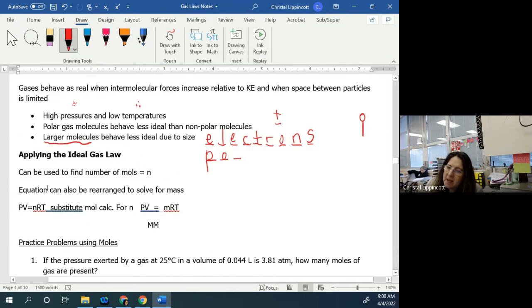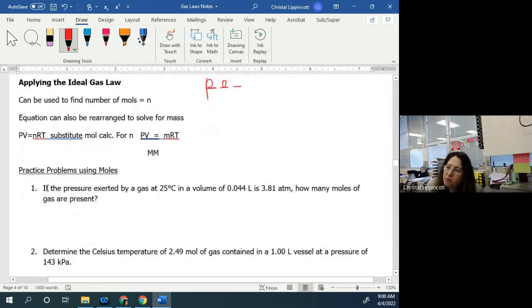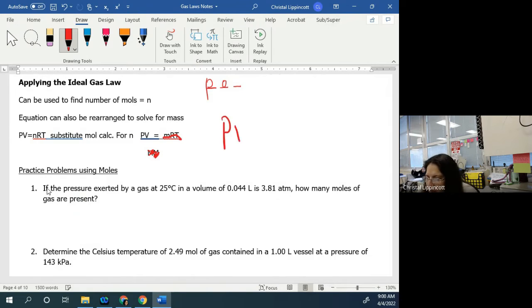All right. You can use these to find the number of moles, okay? But you can also rearrange this for finding mass. This molar mass should be over here. So this should read PV equals mRT over molar mass, where m is your mass.